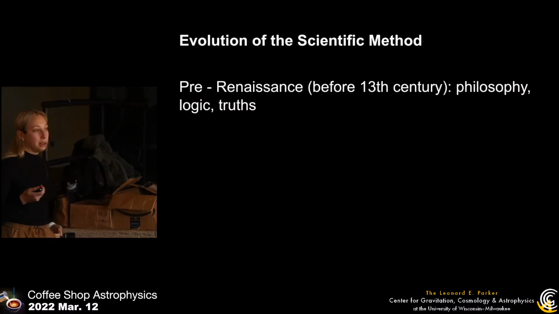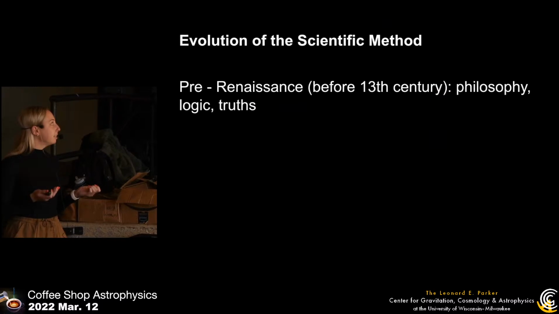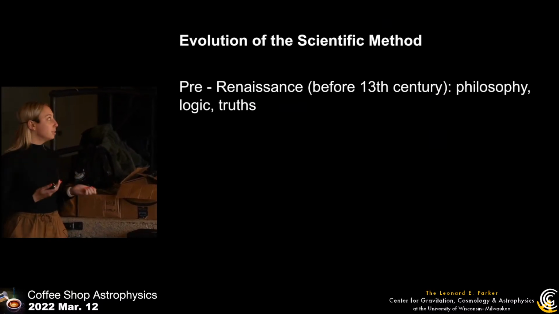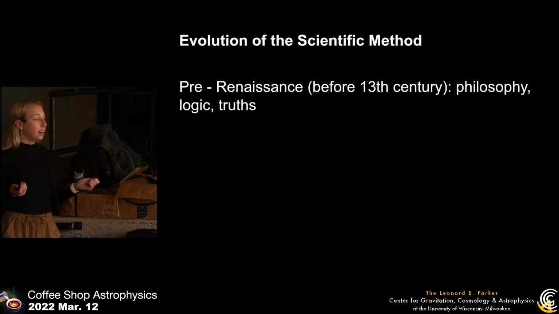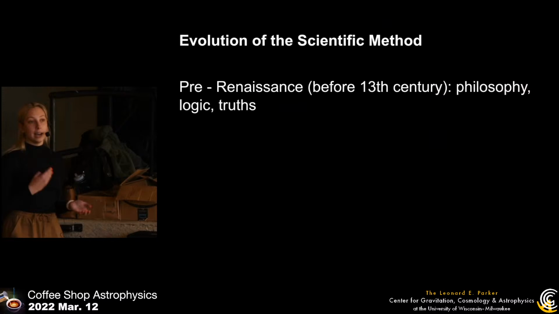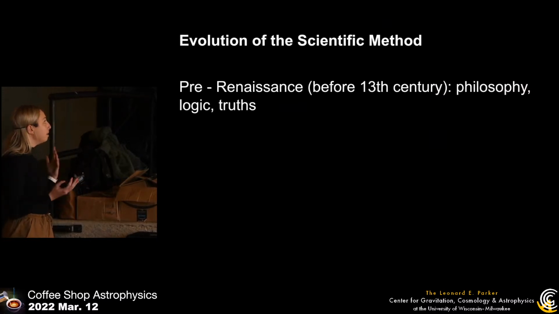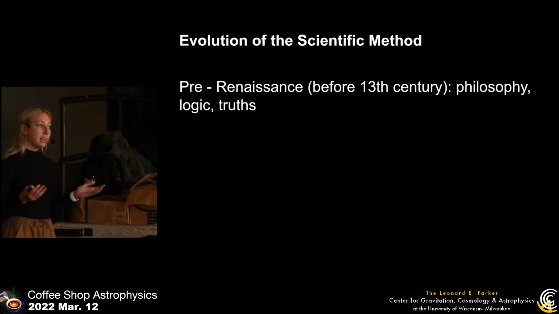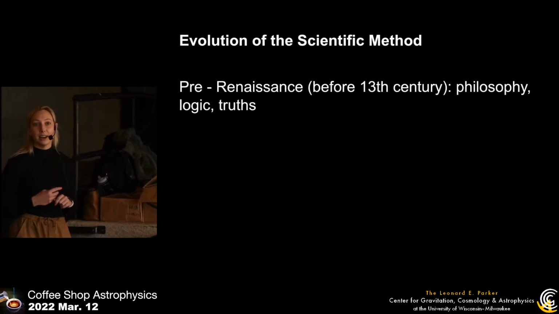So Alex talked a lot about the specific steps of the scientific method and how we use our techniques in the research we do today. And now I'm going to go through more of the evolution of the scientific method and specific examples of experiments and how we've conducted each step. So to start, pre-Renaissance time, before the 13th century, experiments were more based on philosophy, logic, and truths. So it was more about a thought experiment, and if you could talk it out and convince yourself, then you're probably right.